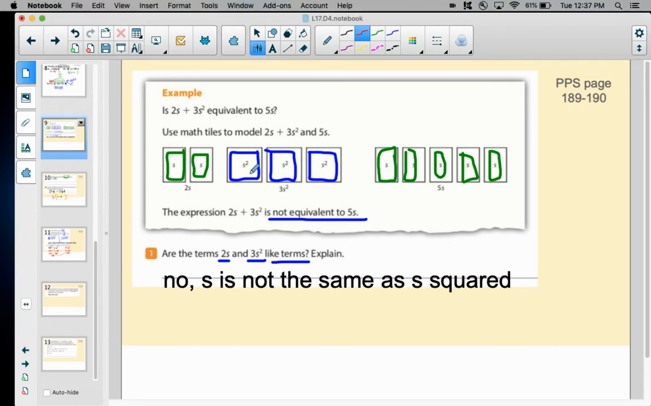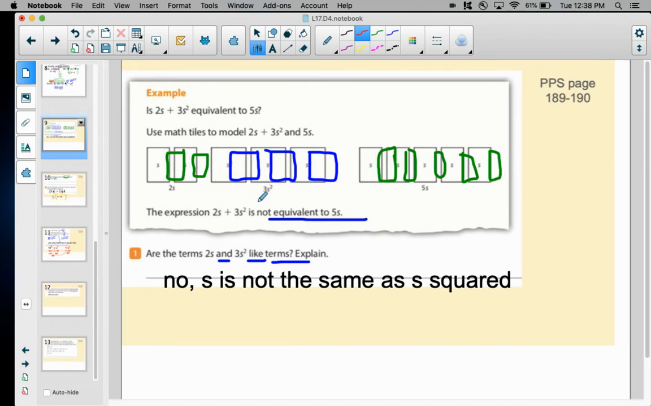Okay, guys, these are the answers to what we were doing in class on Tuesday that we ran out of time to go over. So, for number one, the idea was that no, S is not the same as S squared. You can see those in the pictures over here.